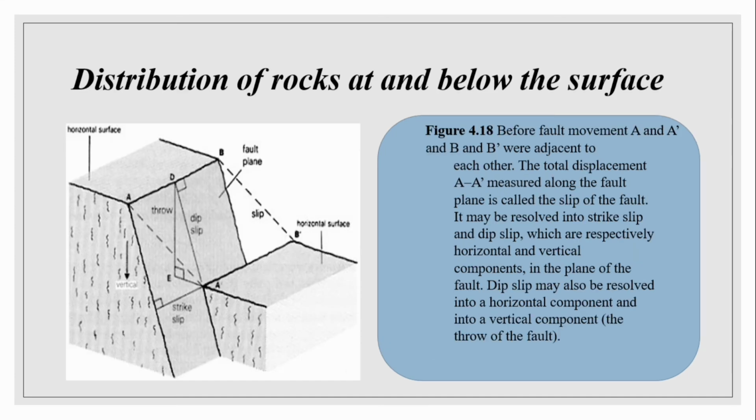Distribution of rocks at and below the surface. Before fault movement, A and B were adjacent to each other. The total displacement A to A measured along the fault plane is called the slip of the fault. It may be resolved into strike slip and dip slip, which are respectively horizontal and vertical components in the plane of the fault. Dip slip may be resolved into a horizontal component and a vertical component.